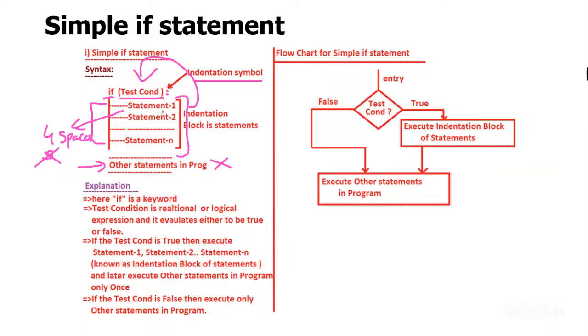So how exactly the if statement works is, initially once after entering the if statement, it checks for the condition. You will provide the condition. If the condition is true, it executes the block of statements. The indentation block of statements will be executed line by line. What if the condition is not true? Then it does not enter the indentation block of statements. If it is false, it directly comes to other statements in the program. So that means it will skip all these block of statements.